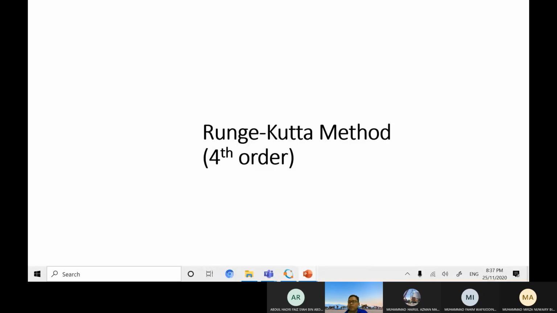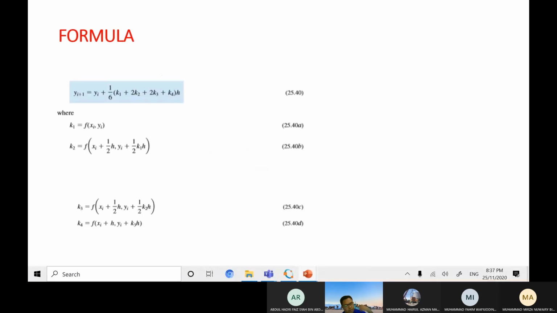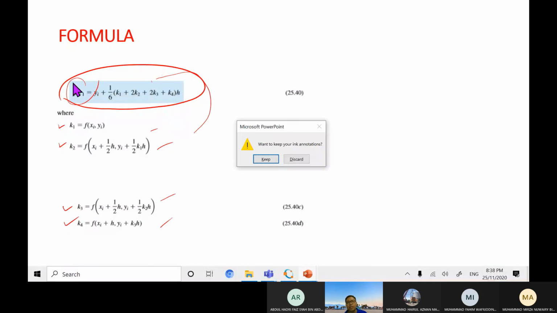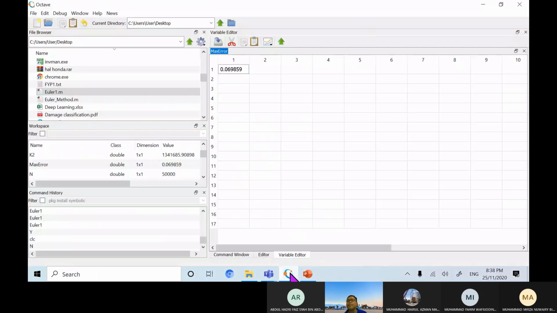So what is the equation involved? Equation ni panjang sikit lah. In order to get a good solution, confirm lah you punya equation jadi lebih panjang macam ni. And you have a lot of K's to be calculated. K1, K2, K3, K4. Kena kira lah benda ni semua. And then you substitute that K to this equation, then you able to get your Y. So ini semua kita boleh code inside your MATLAB or inside your Octave.